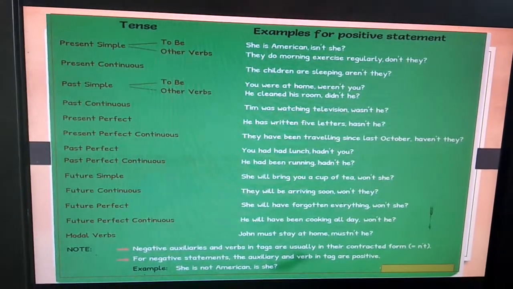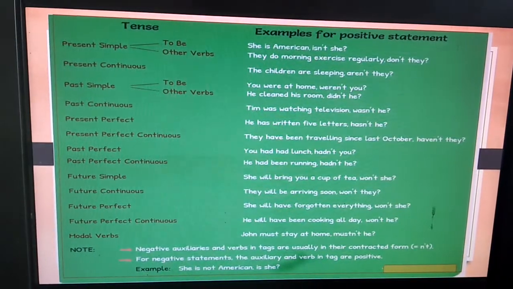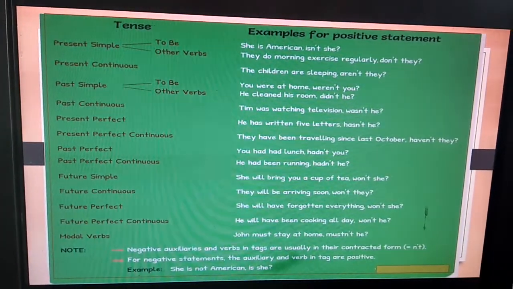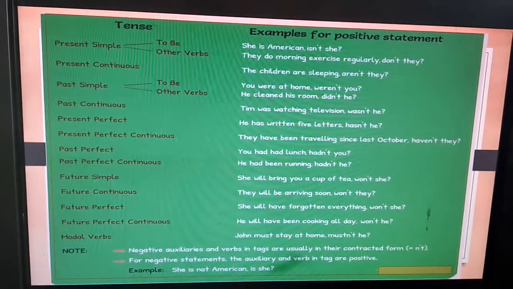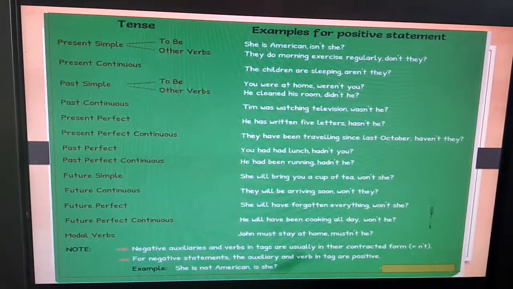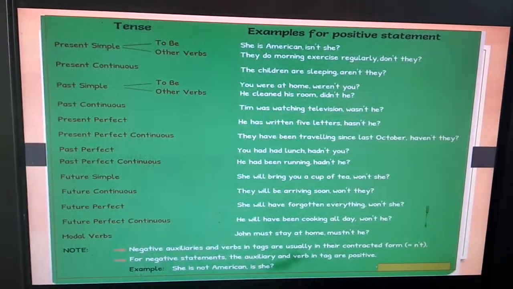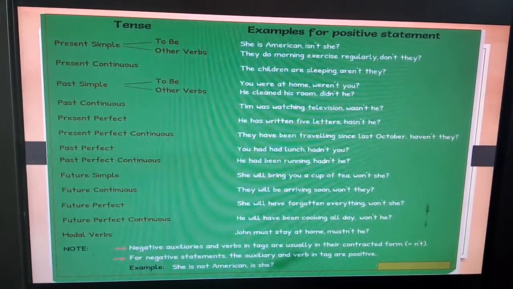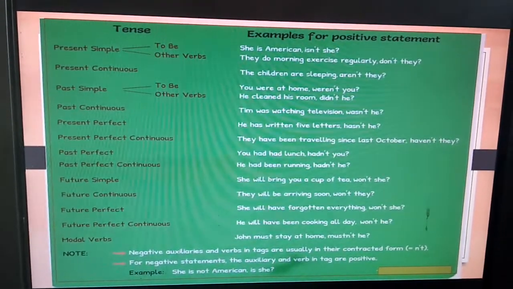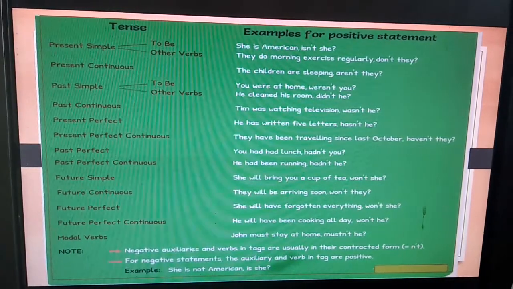And the modal auxiliary verbs. John must stay at home, mustn't he? So it is clear that if in the given statement the helping verbs or the modal verbs are used, we have to use the same, only we have to see if it is positive or negative. According to that, we have to add that in the question tag and then the pronoun.